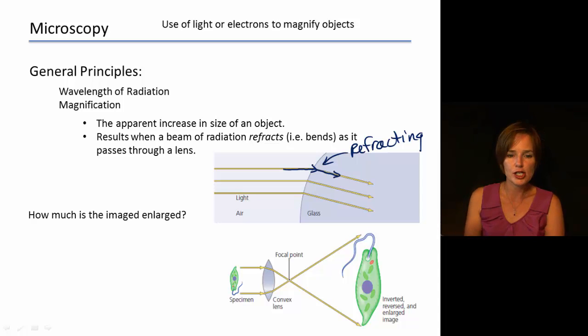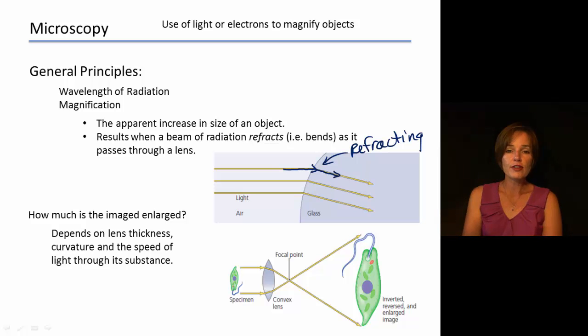So how much is the image actually enlarged? What is that actual size increase? Well, this depends on a number of different characteristics of the microscope that we're actually using. So one of the things that it depends on is the overall thickness of the lens. It also depends on how curved the lens happens to be. And then finally, another very determining characteristic here is going to be the speed of the light, or the speed of the electromagnetic radiation that is actually passing through the substance. So all of those things together will determine exactly how magnified that object actually becomes.